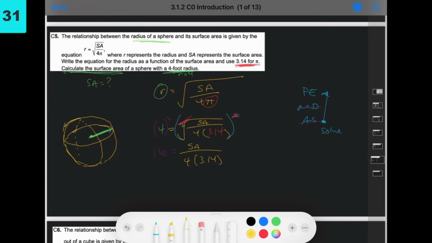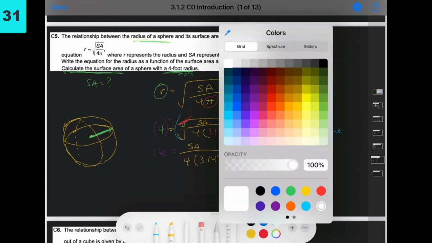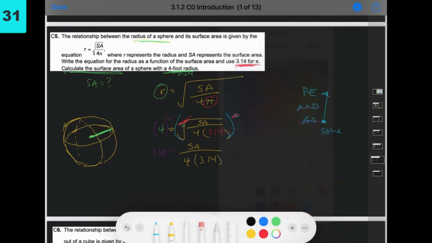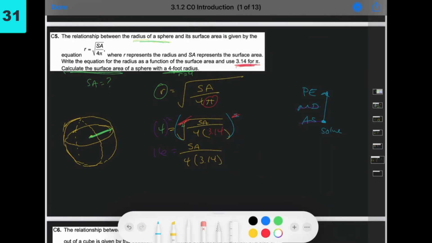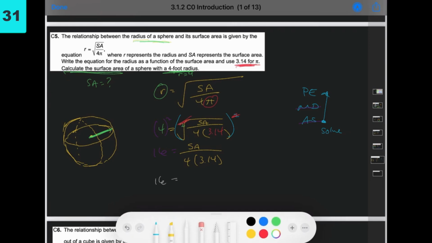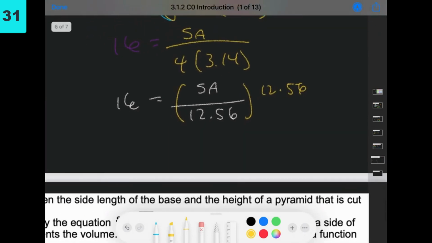Now you can multiply that number out if it's intimidating to you. I'm going to go ahead and multiply that out on mine. 4 times 3.14 gives me 12.56. So 16 equals SA over 12.56. And to get rid of that 12.56, that's division, so we're going to multiply both sides by 12.56. Okay?